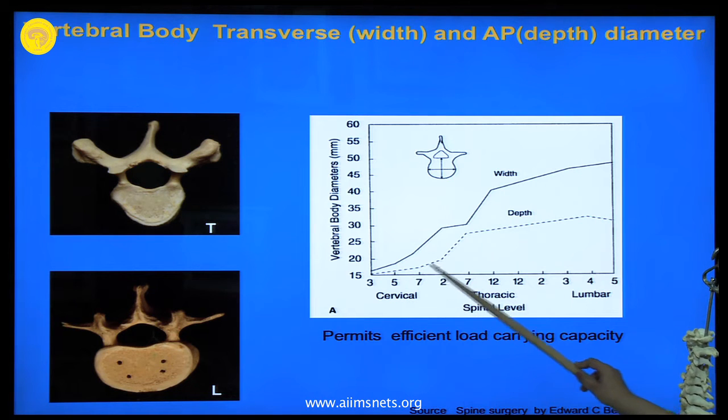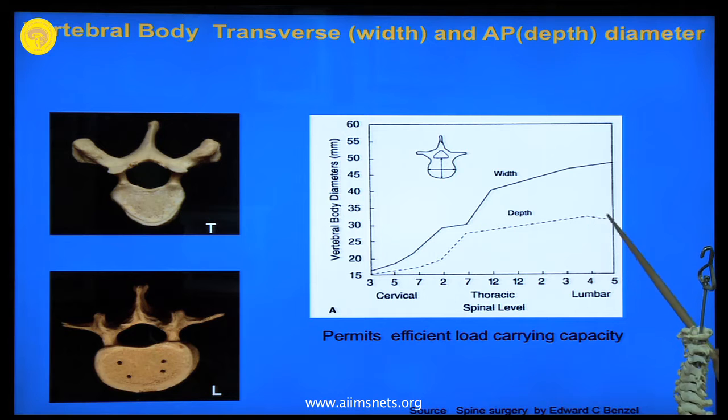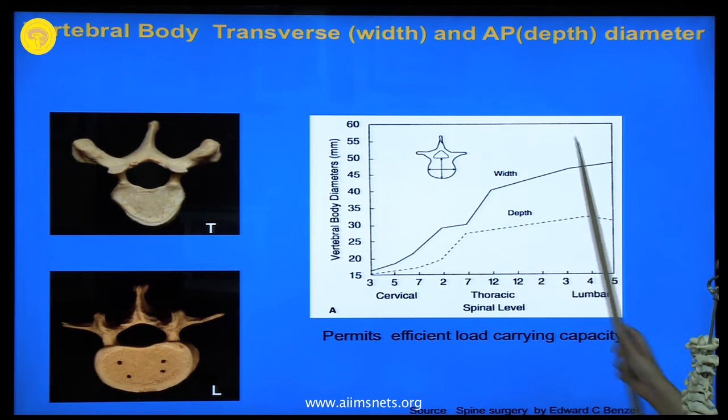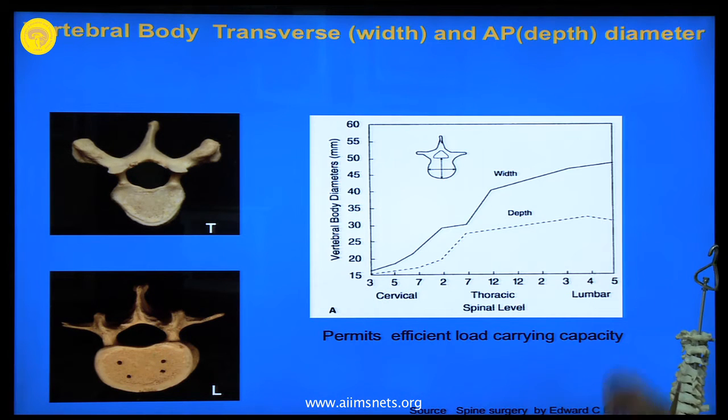Similarly, the depth also has increased, that is the anteroposterior dimension, not so much as the width, but yes, there is a gradual increase, and from L4 to L5 maybe there is a little bit of decrease in the depth, but overall the dimensions are so big that this is not really noticeable. So, the maximum depth which can be seen is around 30 millimeter in the last lumbar vertebra.